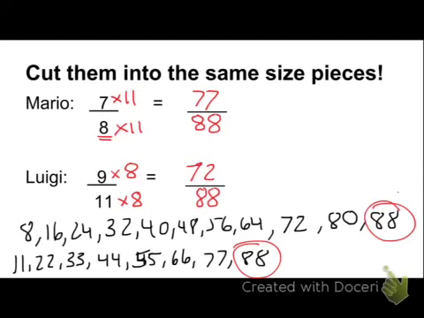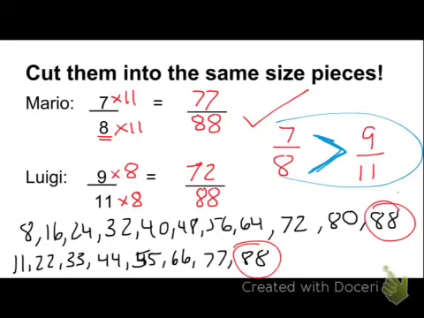So this tells us that if Mario and Luigi's pizzas had both been cut into 88 pieces instead of 8 or 11, Luigi would have eaten 77 and Mario would have eaten 72, so Luigi ate more. So we say that 77 out of 88, or actually, let's write it as the original 7/8 and 9/11. 7/8 is bigger, so we put a greater than sign because the alligator eats the bigger fraction. And there's our answer.